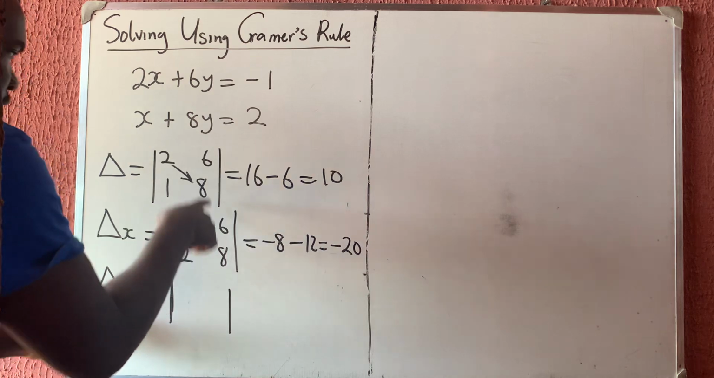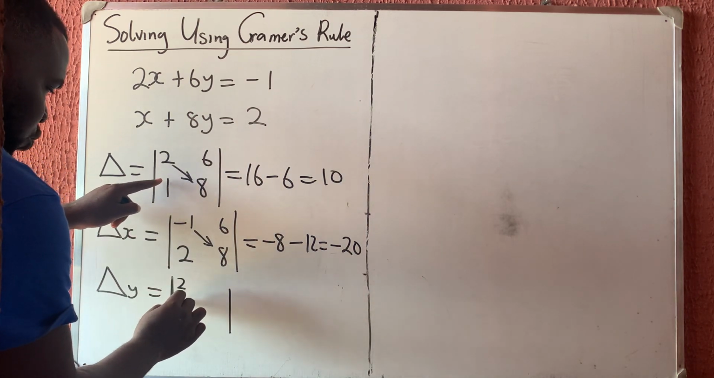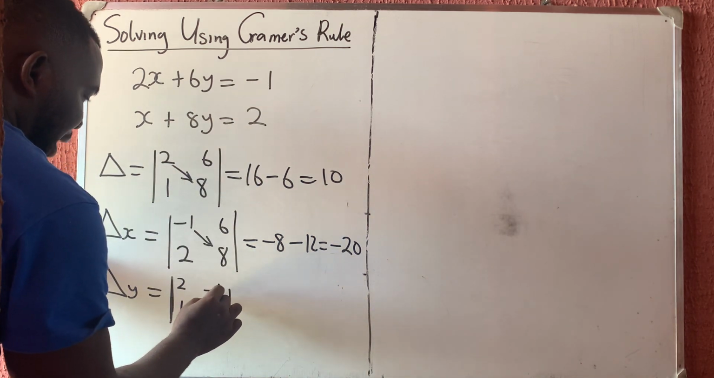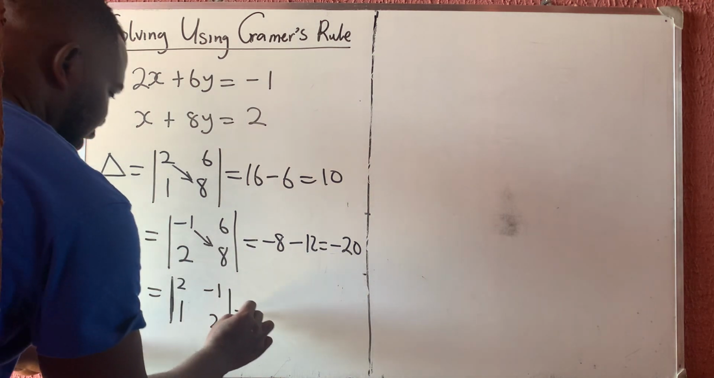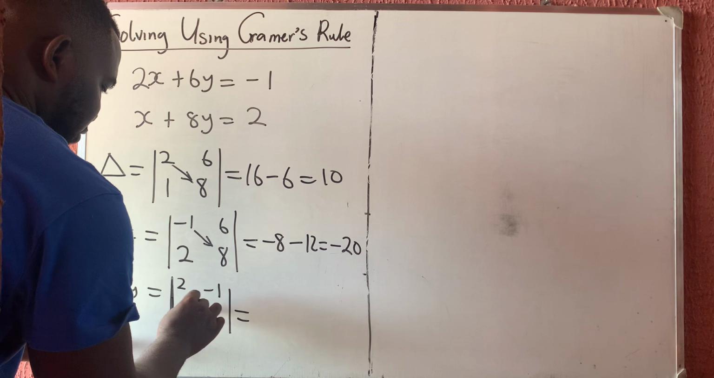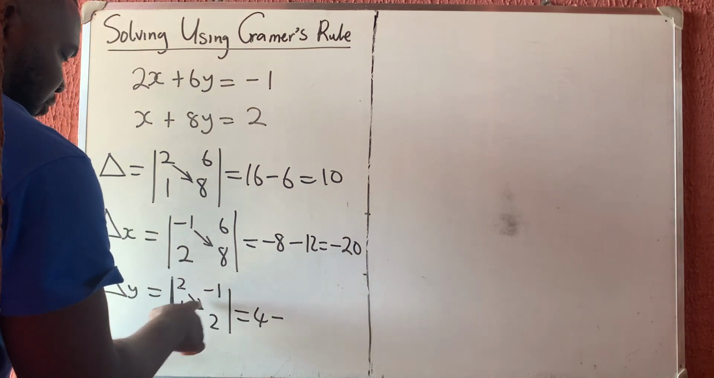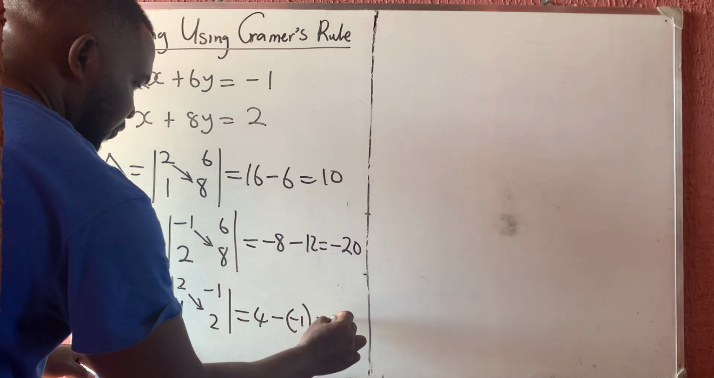So the side of x will remain the same, 2 and 1. Then I'm going to change the side of y with this minus 1 and 2. We'll do the same left, right again. Okay, left first. So this time this will give you 4. Original minus, before you say minus, this time this will give you minus 1. Okay, this and this is now giving me 5.